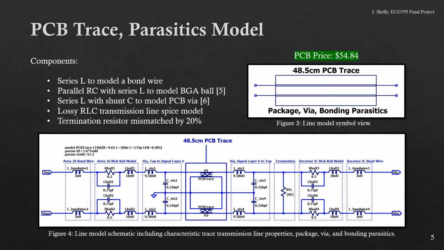The lossy transmission line is parameterized by the values for resistance, inductance, and capacitance per meter calculated in Table 1. Note that bond wire, BGA ball, and via parasitics are modeled on either side of the lossy transmission line model, since each of these parasitics pertain to both the transmitter and the receiver IC.